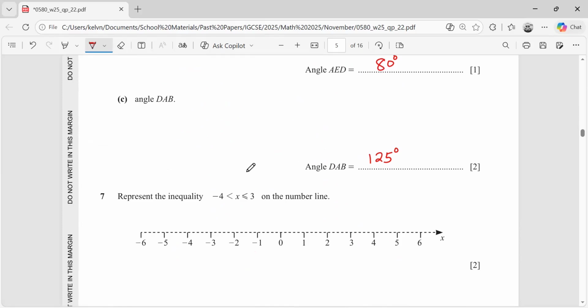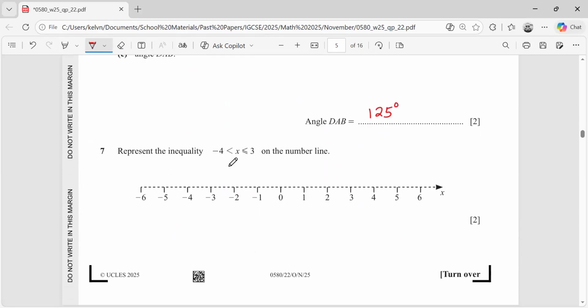I'm sure you're seeing that the paper was really friendly, especially at the start. Then you're told for number 7, represent the inequality -4 is less than x, which is less than or equal to 3. I like reading from where x is, because x directs me. So I like saying x is greater than -4. So -4 is here. I'm just going to draw a small circle there. I won't shade that.